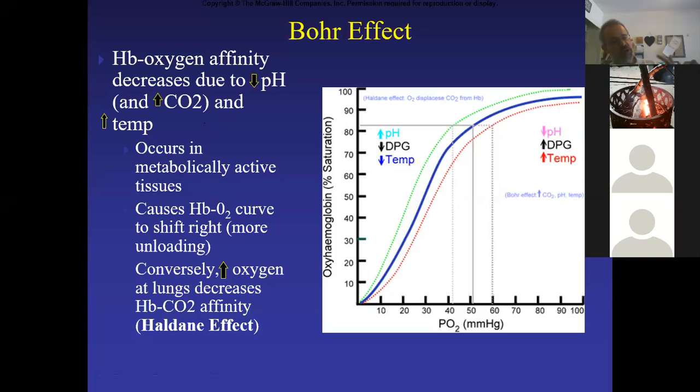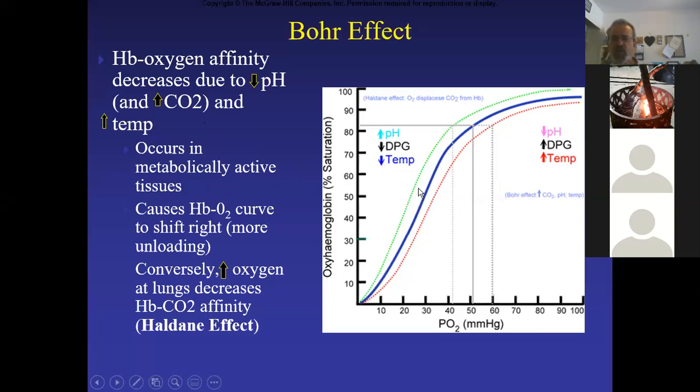They're using sugar and oxygen to generate CO2 and water. One of the byproducts, of course, is heat. So active tissues also have a higher temperature, right? So we have elevated CO2, we have a decreased pH, and we have an increased temperature. I'll talk a bit about DPG in a second. What that causes is a right shift of the curve.